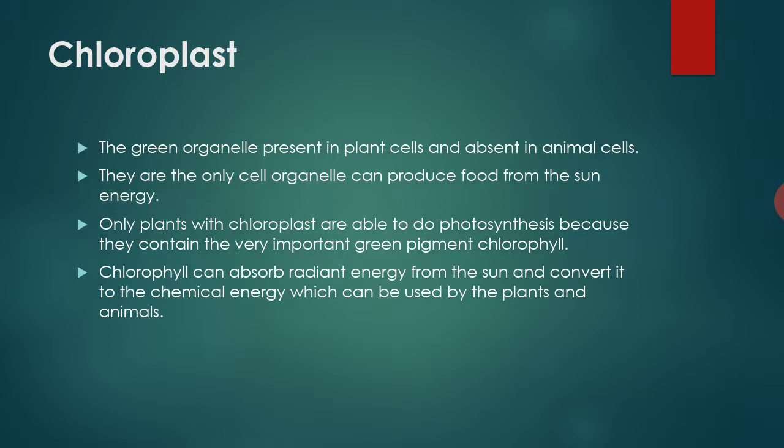Here the chloroplast is very important for plants to produce food materials through the photosynthesis process. From the sunlight, it gets radiant energy and converts it into chemical energy, which can be used both by the plants themselves and by other organisms like animals, even human beings. It gives food materials for everything. That is the important function of this chloroplast.